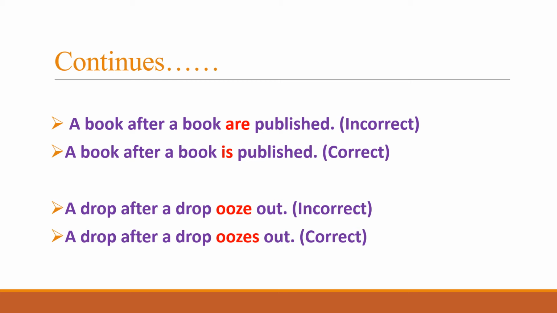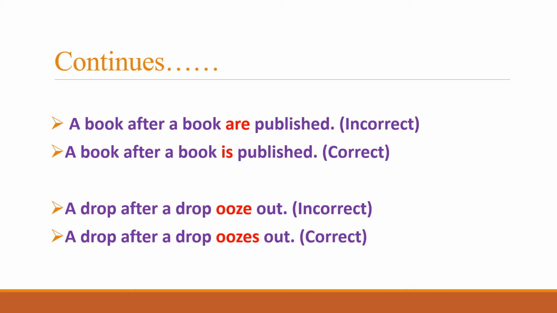So the verb here is ooze, and it has been used as the first form of the verb without adding s, whereas we see that a drop is a singular noun, and a third person singular noun always takes s or es with the first form of the verb. And the structure is noun plus preposition plus the same noun. Here in this case, a drop is the noun, after is the preposition, a drop again is the same noun. So in this case, we would use the singular verb.